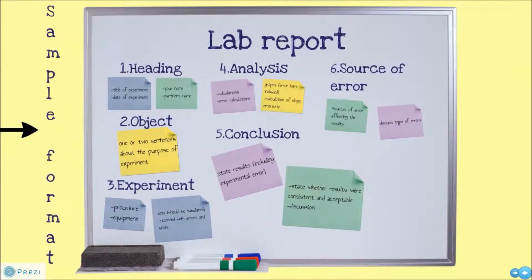This is a simple format for a lab report, which includes 6 steps: heading, objective, experiment, analysis, conclusion, and source of error.